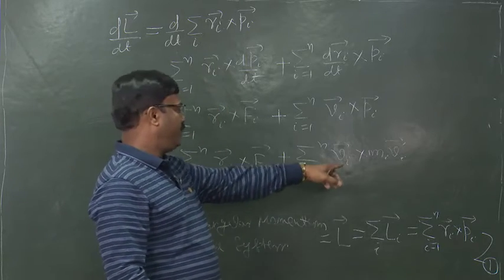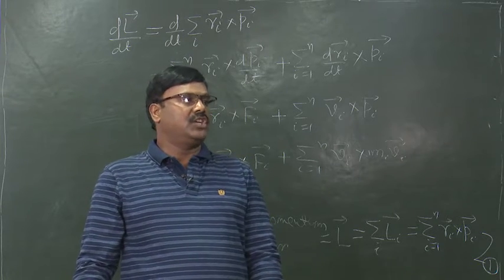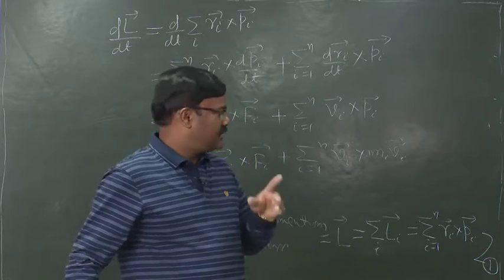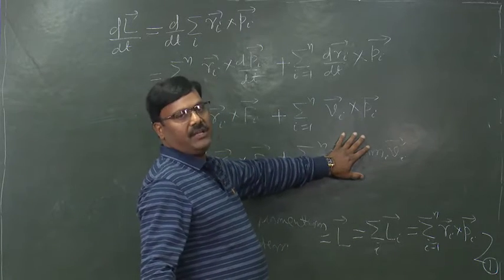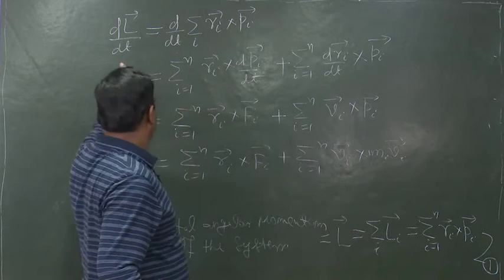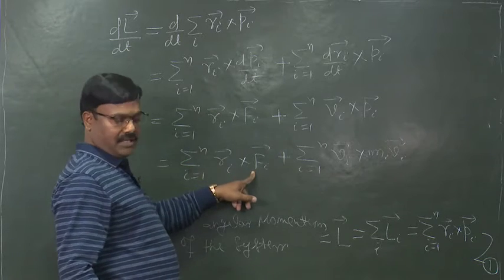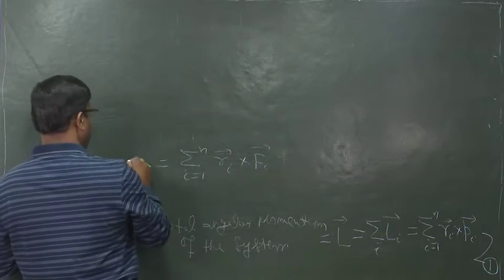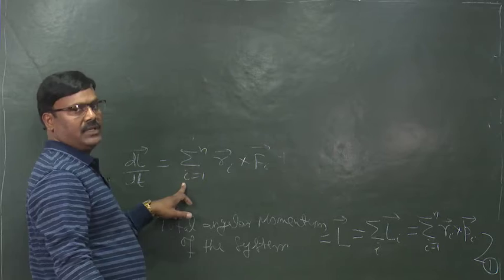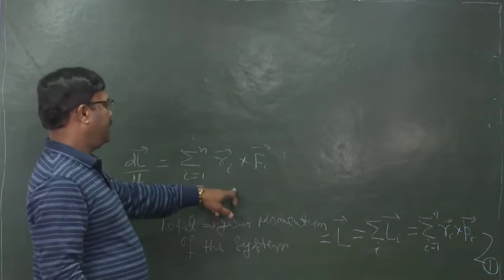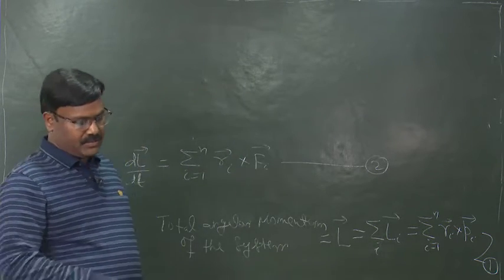Now, this becomes V vector cross V vector, but from the properties of the cross product we know that if a vector is crossed with itself, the result is a null vector. That is why V cross V will yield 0, and hence this term will vanish, and now our dL by dt will become the sum over i equal to 1 to n of Ri cross Fi. Let us take this as equation 2.